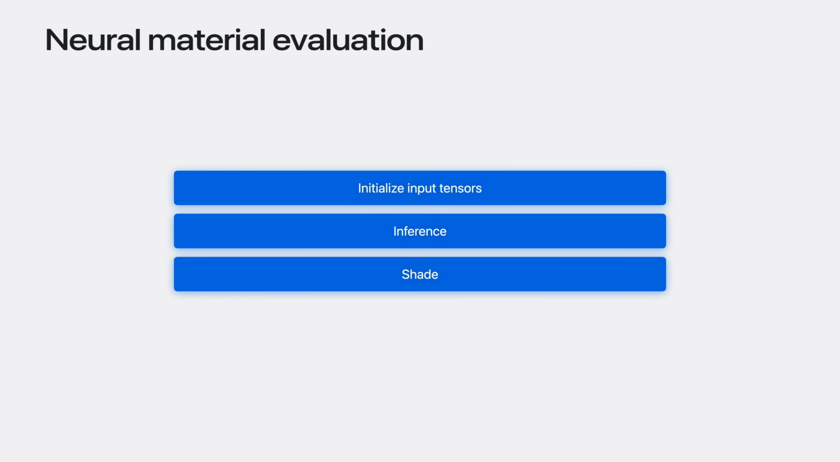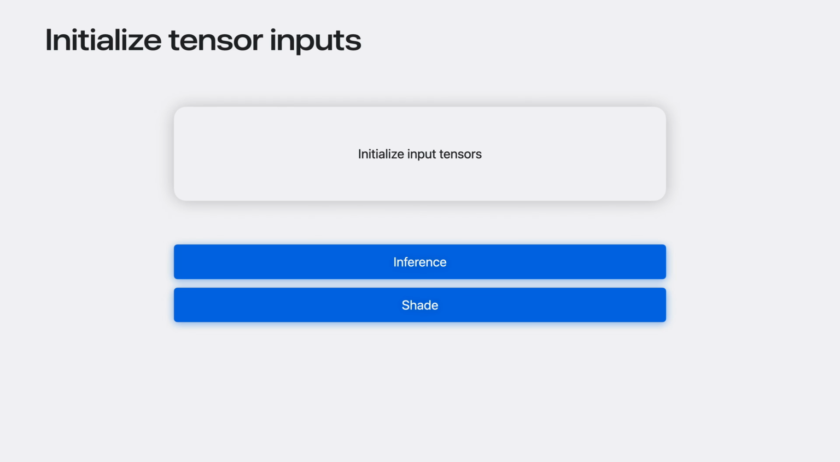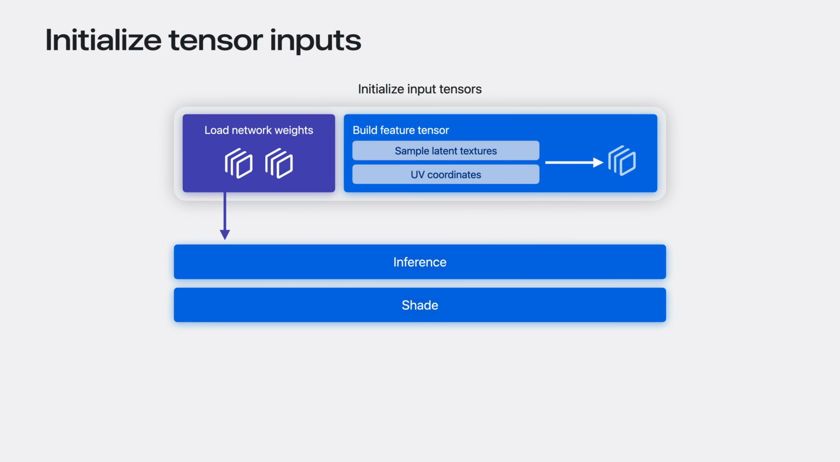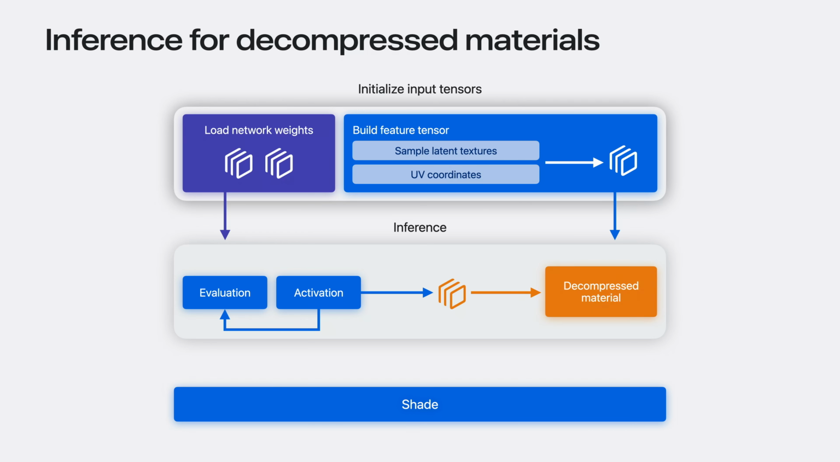Let's take a look at neural material evaluation in greater detail. Initializing input tensors can be split into two parts: loading the network weights and building the input feature tensor. The input feature tensor is made by sampling bound textures with a UV coordinate for the fragment. Inference is where the input feature tensor is transformed by learned weight matrices to extract features, compute activations, and propagate information through layers. This evaluation is repeated for multiple layers, and the result is a decompressed material. Finally, the decompressed materials are used for the shading calculations of the fragment.